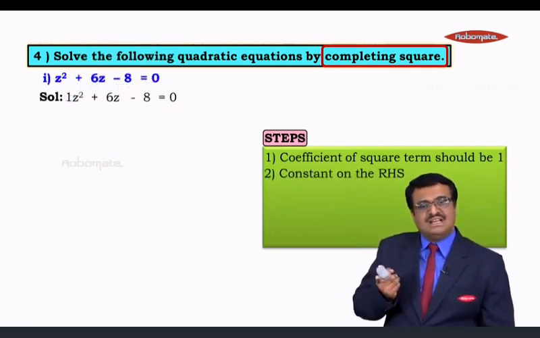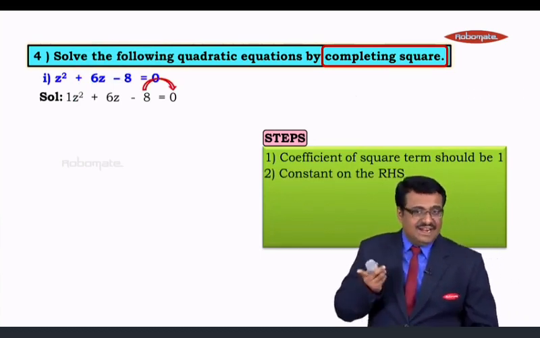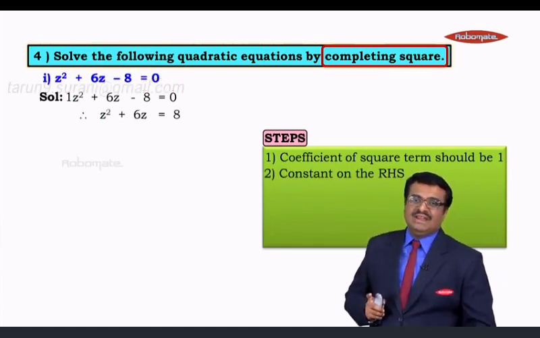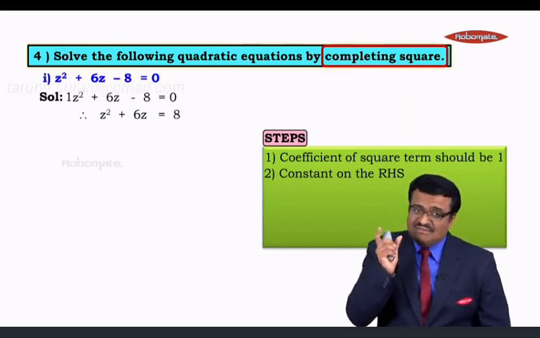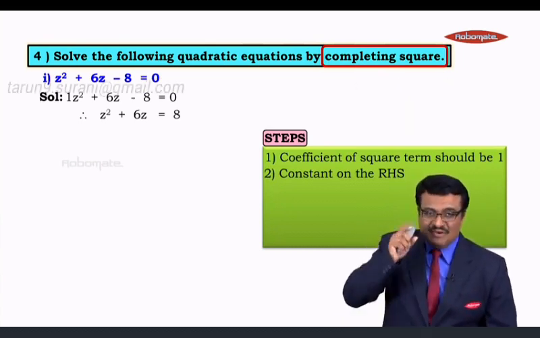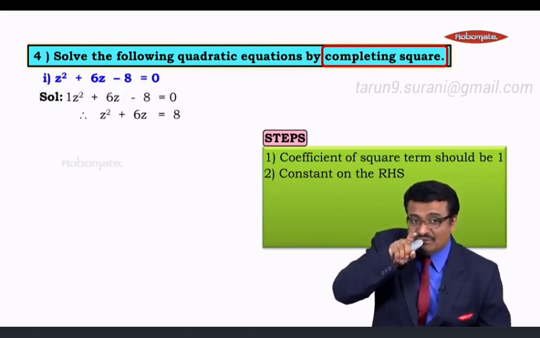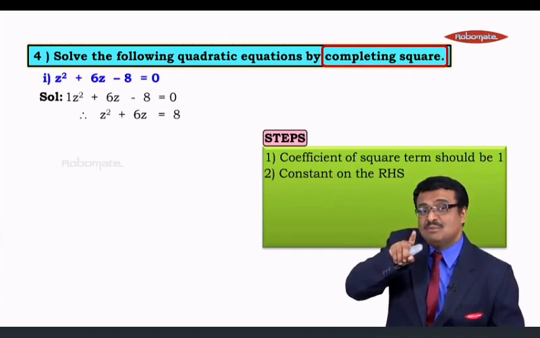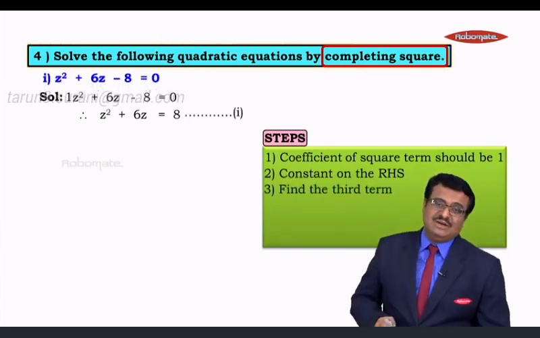Second step, the constant term should be sent to the RHS. What is the constant term here? This 8, it has to be sent to the RHS. So what you get is z square plus 6z is equal to 8. So on the left side we are left with only 2 terms. We have to add the third term, and we learned the value of the third term using the formula, which we studied in the previous module, right? So we'll call this equation number 1.